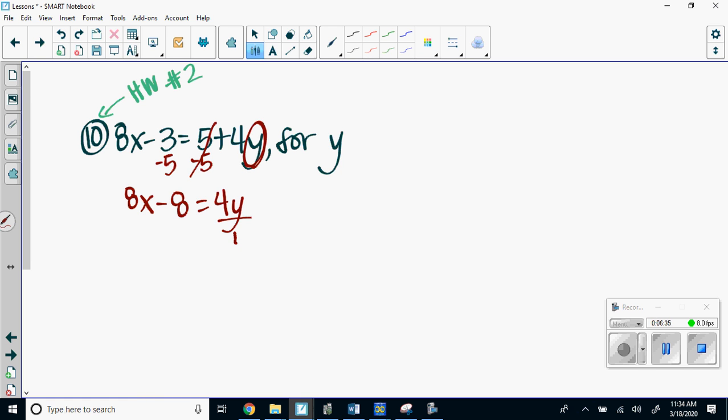Now we have to divide. And what this is, it's dividing the whole equation by 4, just like this was subtracting 5 from the whole equation, but that you just combine like terms. Sorry, if that confused you, don't worry about it. All I'm saying here is when we divide the whole equation by 4, it means divide 8 by 4, divide 8 by 4. 8 divided by 4 is not 4x, it's 2. Try that again. 8 divided by 4, so we get 2x minus 2 equals y. Okay, and there's your answer on number 10.